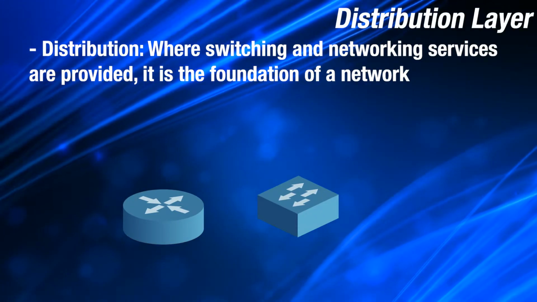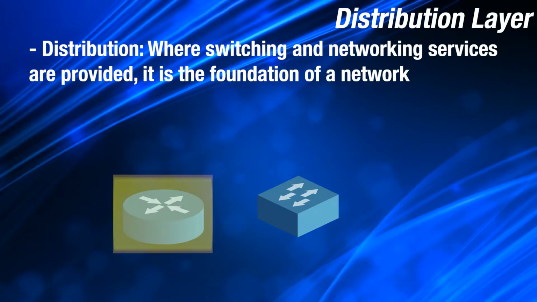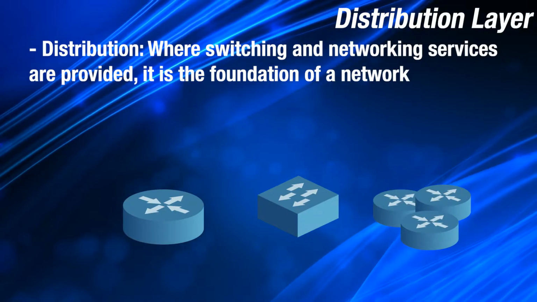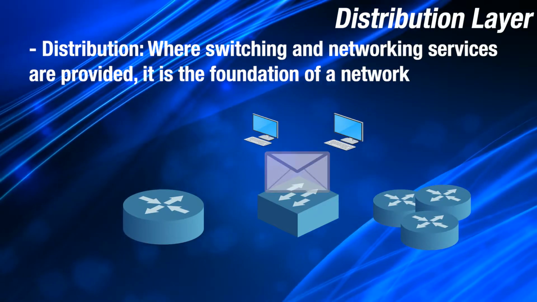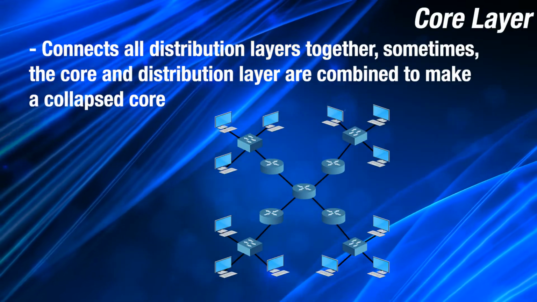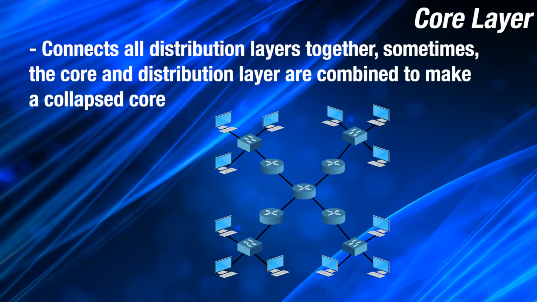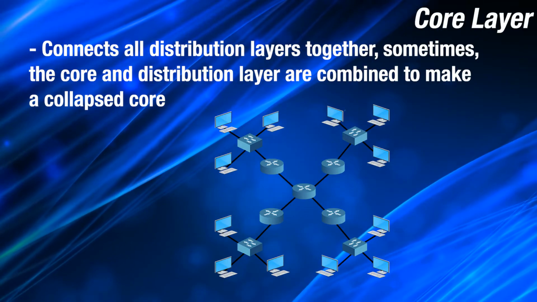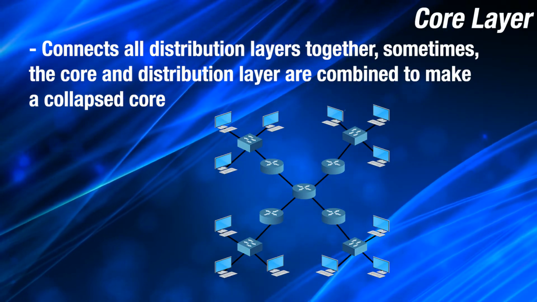The distribution layer works between the access layer and the core layer. This is where switching, routing, and other network devices work to provide various services for your network. The core connects all the distribution layers together. Sometimes the distribution and core layers are combined together. This is called a collapsed core.